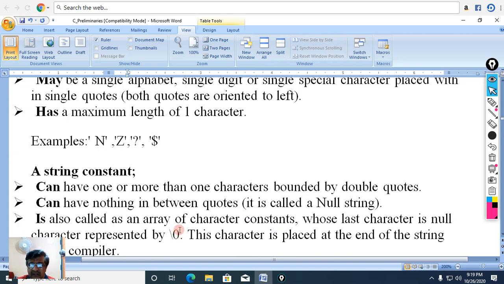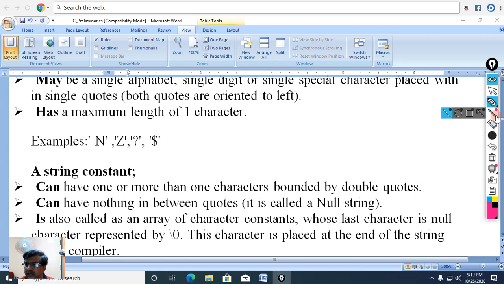String constants are an arrangement of characters in a sequence. It is a string of characters. String, as the name itself would imply, is a string of characters. My name is a string constant. Name equal to "my name", then it becomes a constant. It can have one or more characters bounded by double quotes. This is very important: a string constant should always be bounded by double quotes. That's how the computer recognizes it.